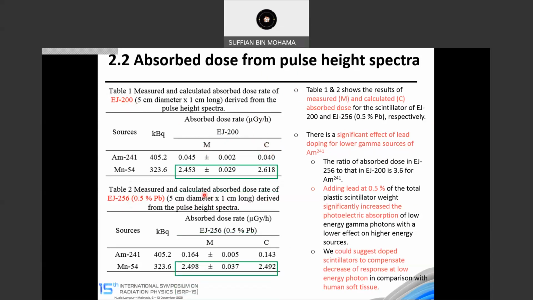So at first, when we look at the absorbed dose rate value for EJ200 and EJ256 from manganese-54 sources, we can see there is no significant difference in terms of absorbed dose rate value. While in the case of americium sources, there is a significant effect of lead doping for lower energy gamma sources of americium-241. The ratio of absorbed dose in EJ256 to EJ200 is about 3.6. So we can say that adding lead of 0.5% of the total plastic scintillator weight significantly increases the photoelectric absorption of low energy gamma photons, with a lower effect on higher energy sources, so that we could suggest doped scintillators to compensate the decrease of response at low energy photons in comparison with human soft tissue.